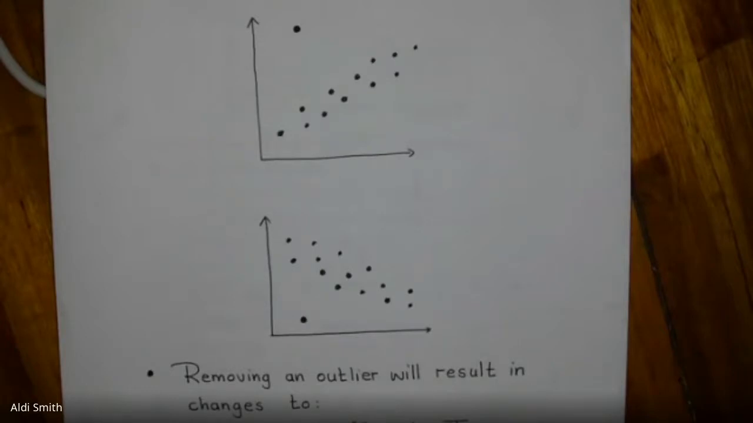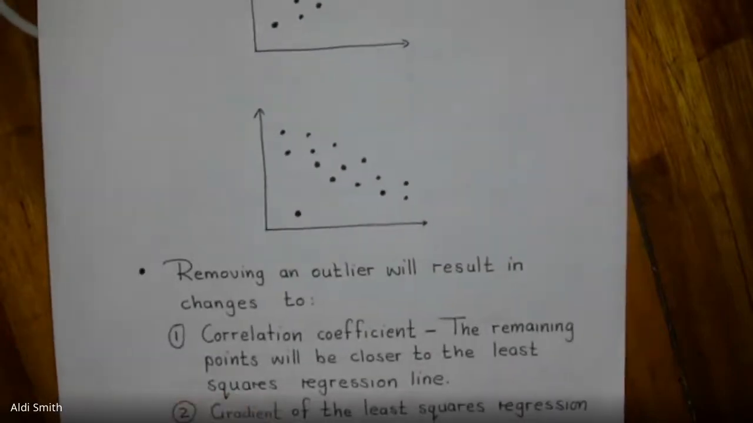Okay, but over here, if I look at this one and I remove that outlier, again, stronger correlation. Why? Because the remaining points are all closer to the least squares regression line. But here, because it's a negative correlation, the correlation doesn't increase, it decreases because it has to go closer to negative 1. Do you understand the trick? So if the correlation is positive and we remove the outlier, then the correlation is stronger, but because it's a positive correlation, it's got to go closer to 1, so it's got to increase.